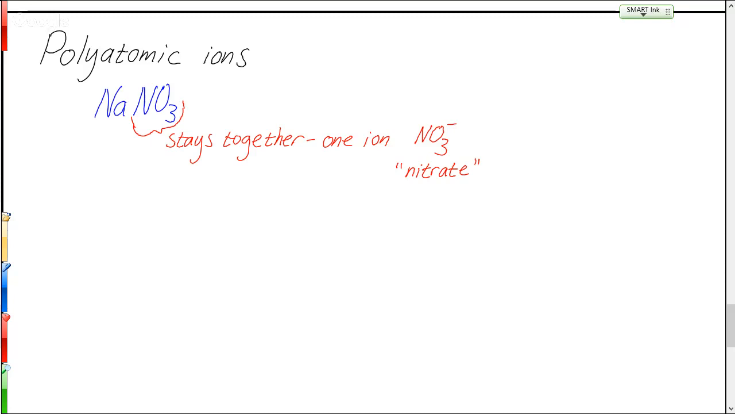The naming rules and everything we just did all stay the same. This doesn't change any of that. So that compound, we'd still look at the sodium first, say it's a fixed charge, but now we have a different ion to pair with it. So we call this compound sodium nitrate.